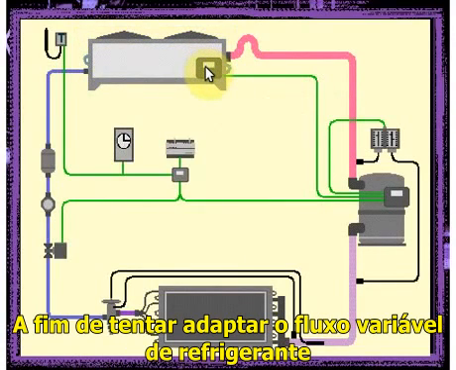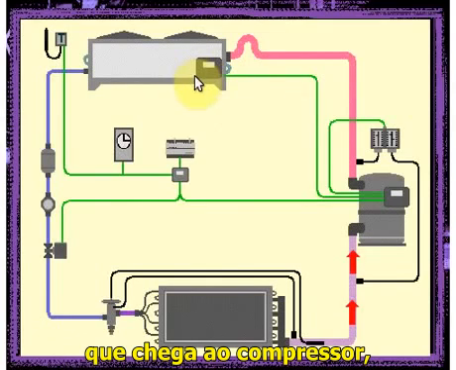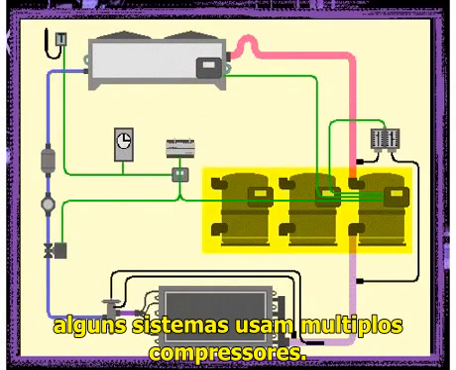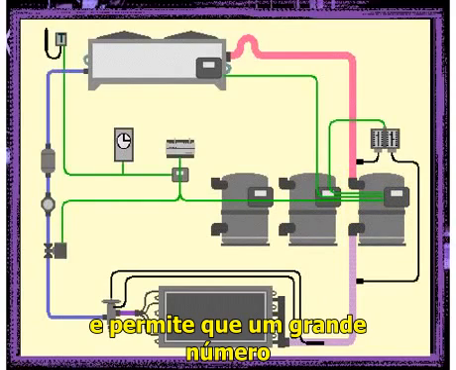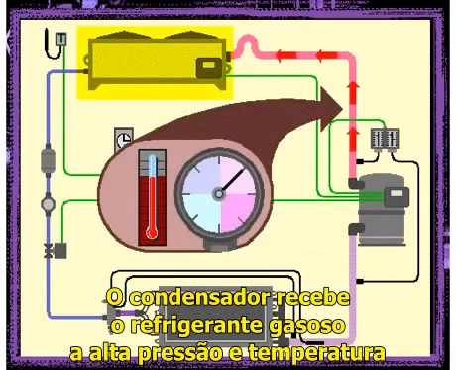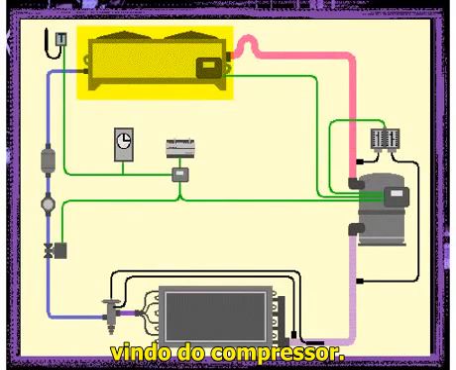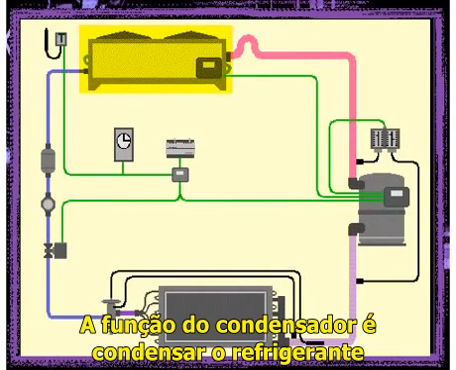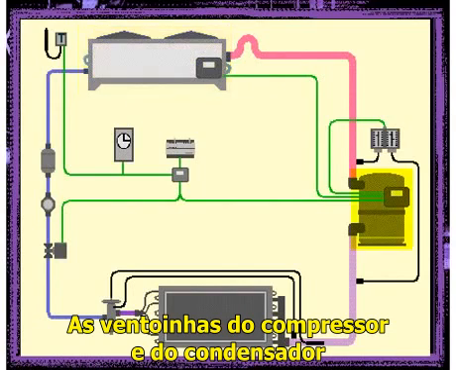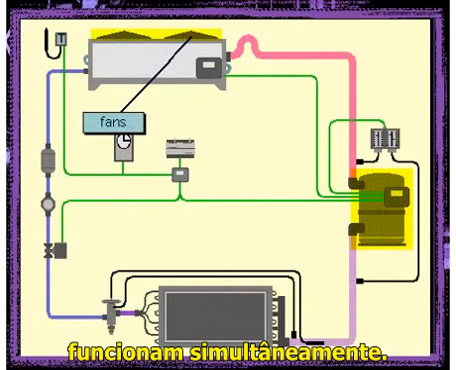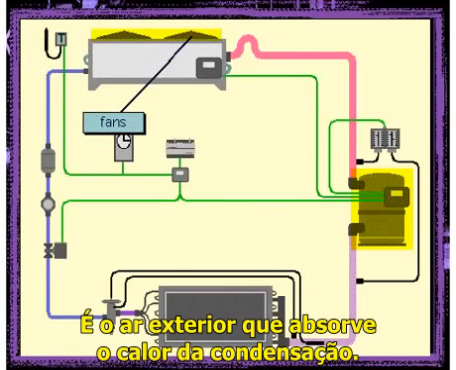In order to try to adapt to the variable flow of the refrigerant arriving at the compressor, some systems use multiple compressors. As the flow of refrigerant increases, the suction pressure increases, which in turn allows a larger number of compressors to start up. The condenser receives the gaseous refrigerant at high pressure and high temperature from the compressor. The function of the condenser is to condense the refrigerant in order to then return it to the evaporator. The compressor and the condenser fans operate simultaneously. It is the outside air that absorbs the condensation heat.